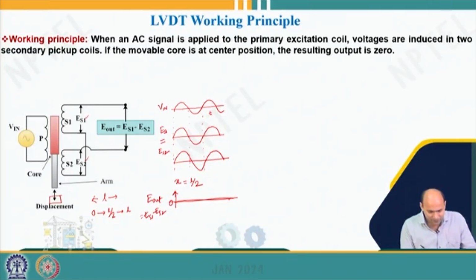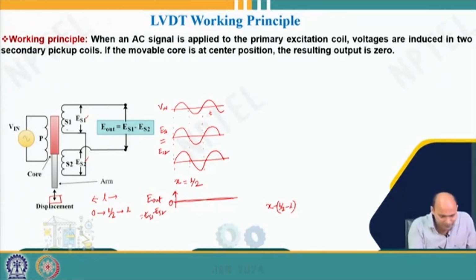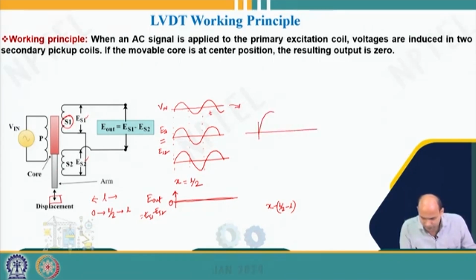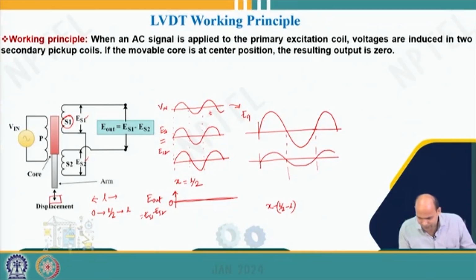Now if I consider that X is between L by 2 to L, then what will happen? If I consider that the core is towards S1, then for the same V in, what I can get, suppose, is ES1 when X is between L by 2 and L, and my ES2 value will be something like this, is it not?